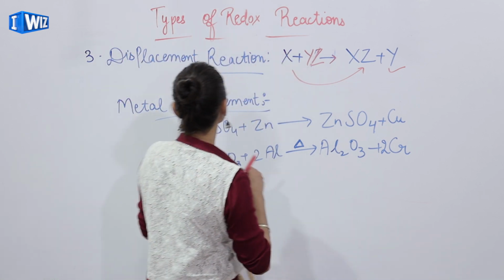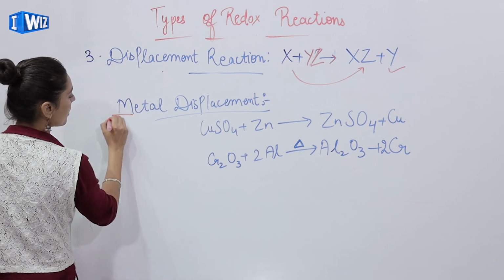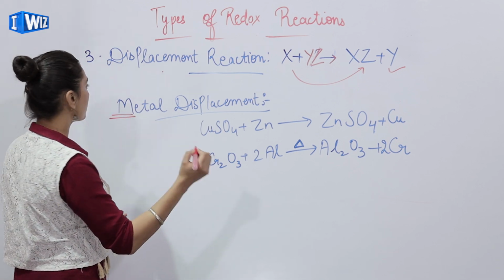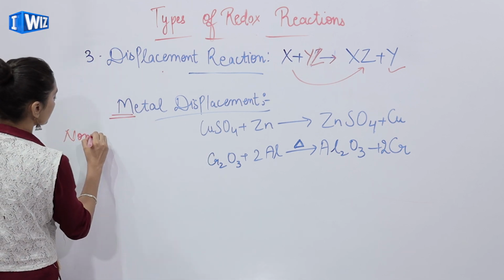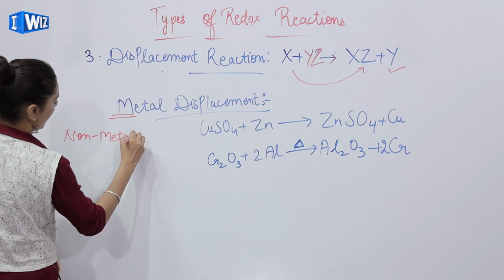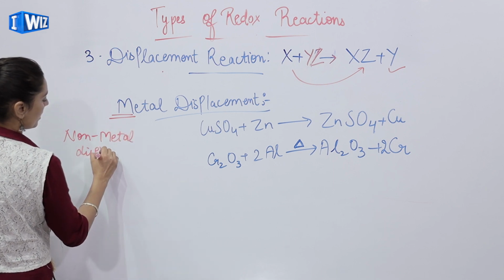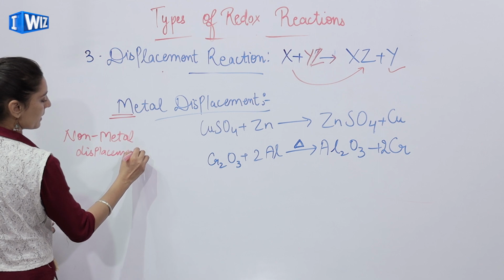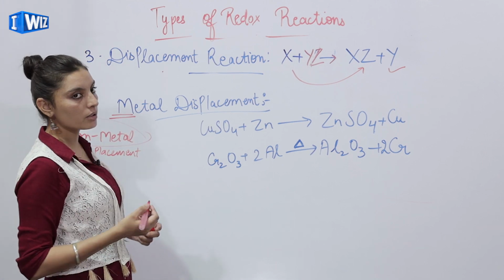Now there are two kinds of displacement reactions. First of all, the metal displacement. The other category is the non-metal displacement. Talking about the metal displacement, the name says the displacement of a metal could be there.